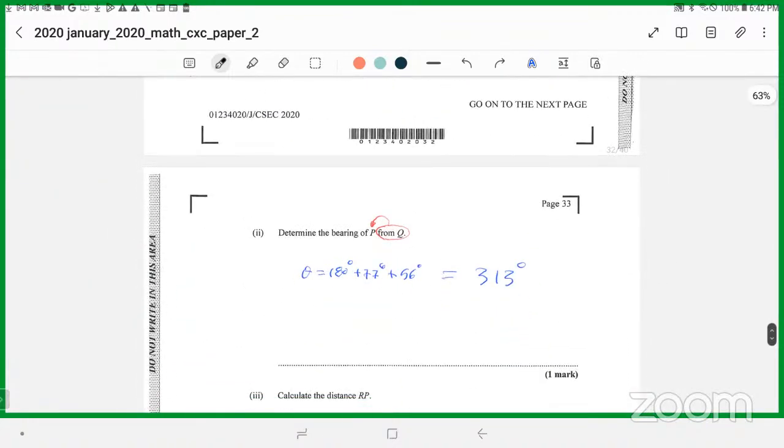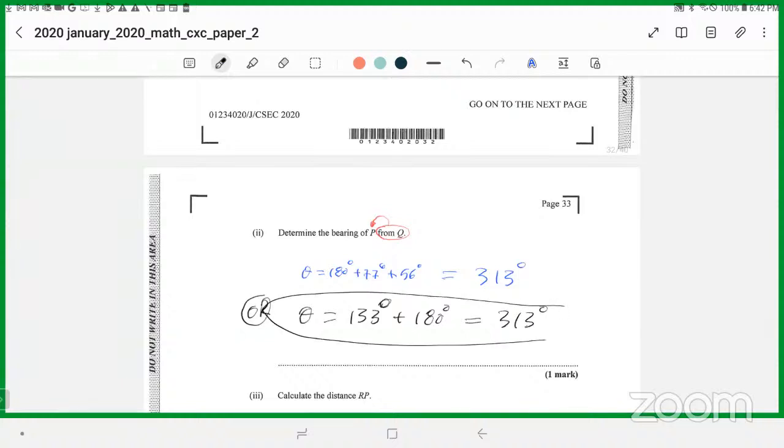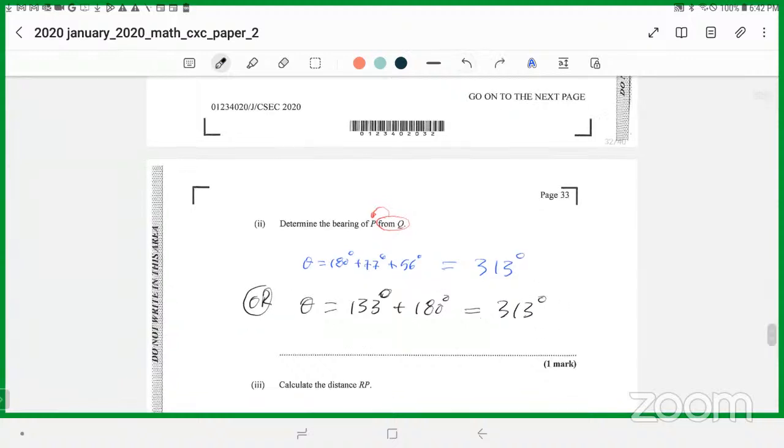So go to theta, which is 133 plus 180, because these two are the 133 anyway. So to give it a 313, that's the same. So that's another way you could do it, all right? One maths equals better maths.